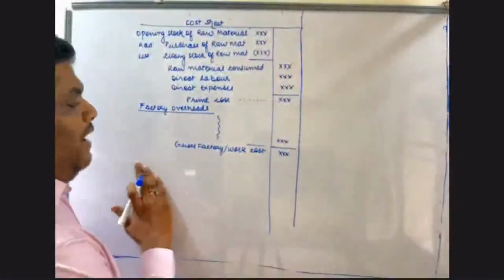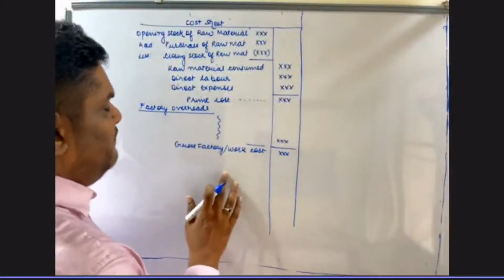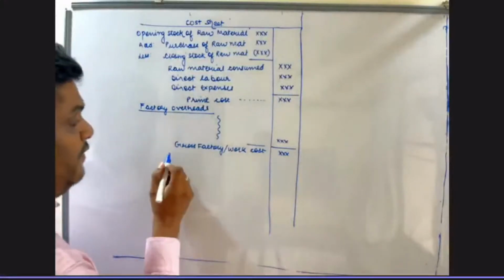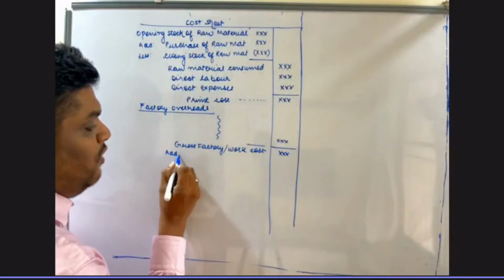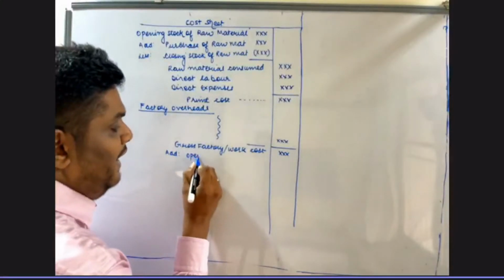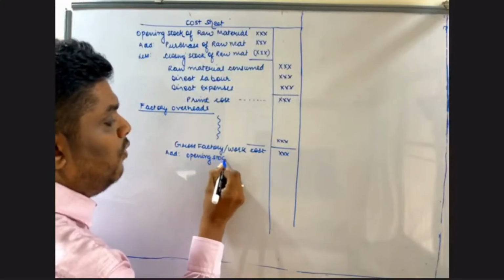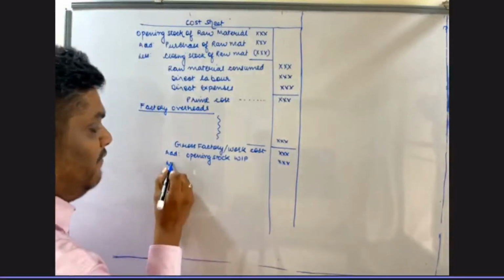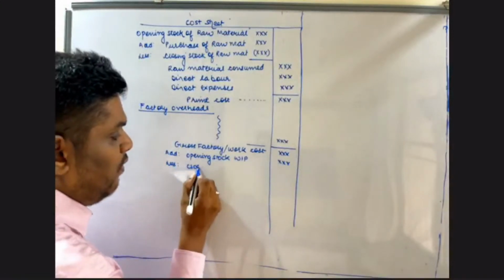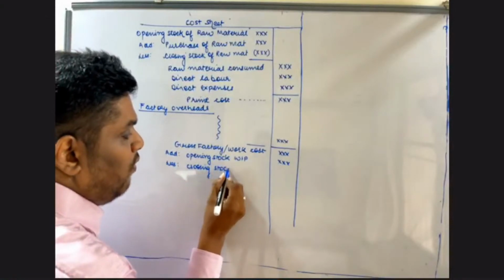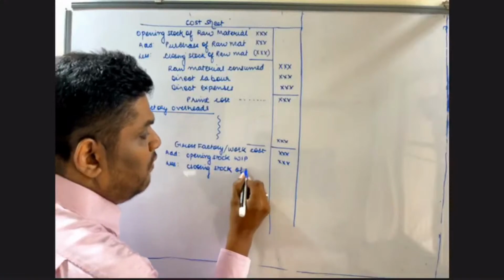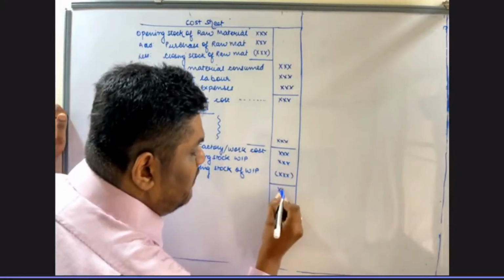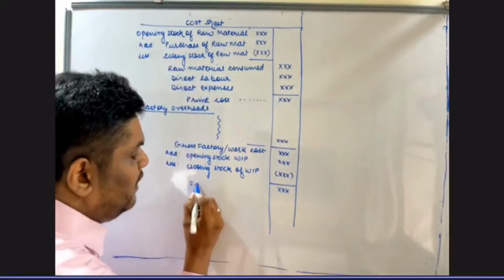So after calculating the gross factory overhead, sorry, gross work cost, we will do adjustments of opening and closing stock of work in progress. So we will add opening stock of work in progress and we will subtract closing stock of work in progress to get the factory cost or work cost.